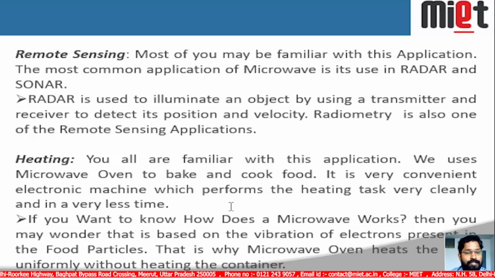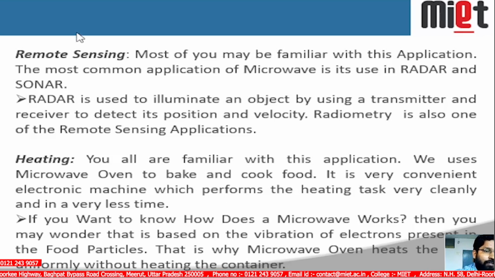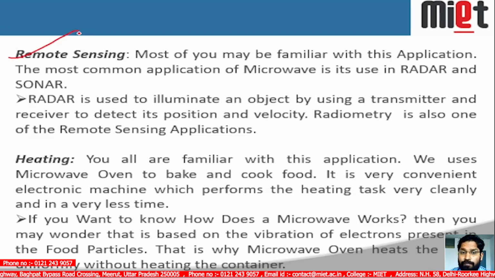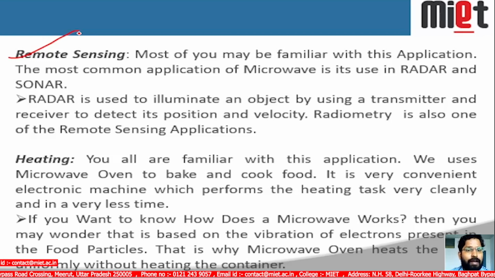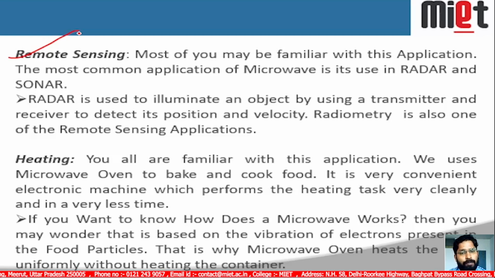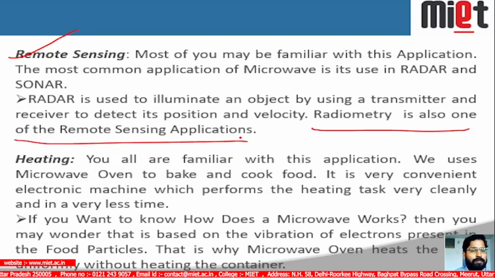Remote sensing. Most of you may be familiar with the application. The most common application of microwave is in radar and sonar. Radar is used to illuminate an object using a transmitter and reception to detect the position and velocity. Radiometry is also one of the remote sensing applications.